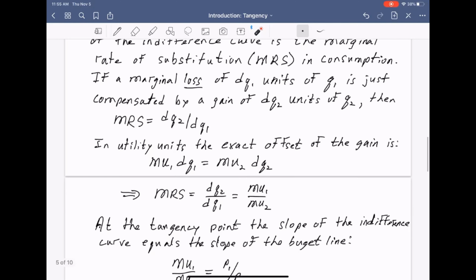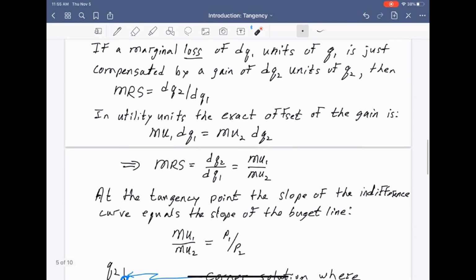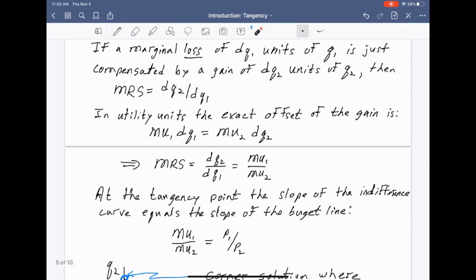In utility units, the exact offset of the gain, that is the gain of dQ2 units of Q2 by marginal utility of 1 times the change in Q1, is equal to the marginal utility of 2 times the change in Q2. So then the marginal rate of substitution, which is given by dQ2 over dQ1, is also equal to the marginal utility of 1 over the marginal utility of 2.